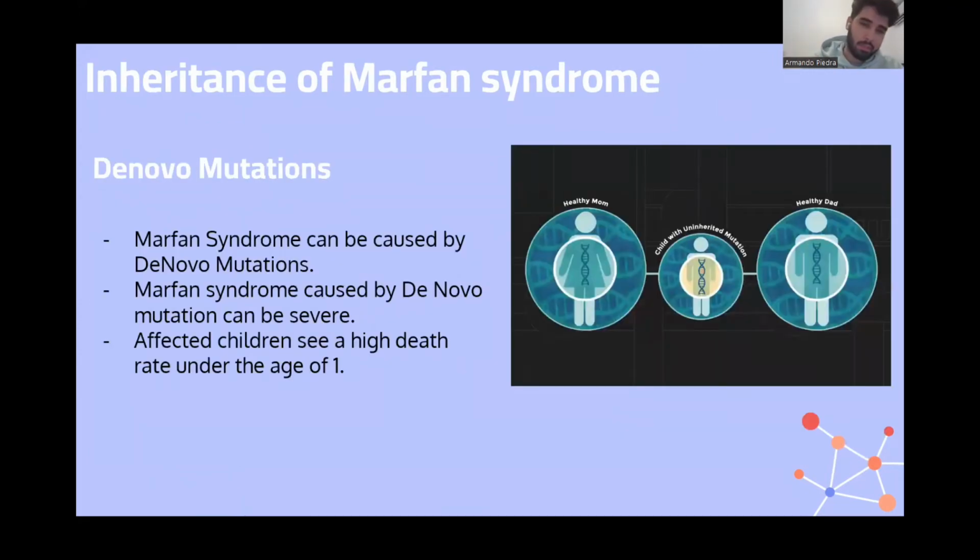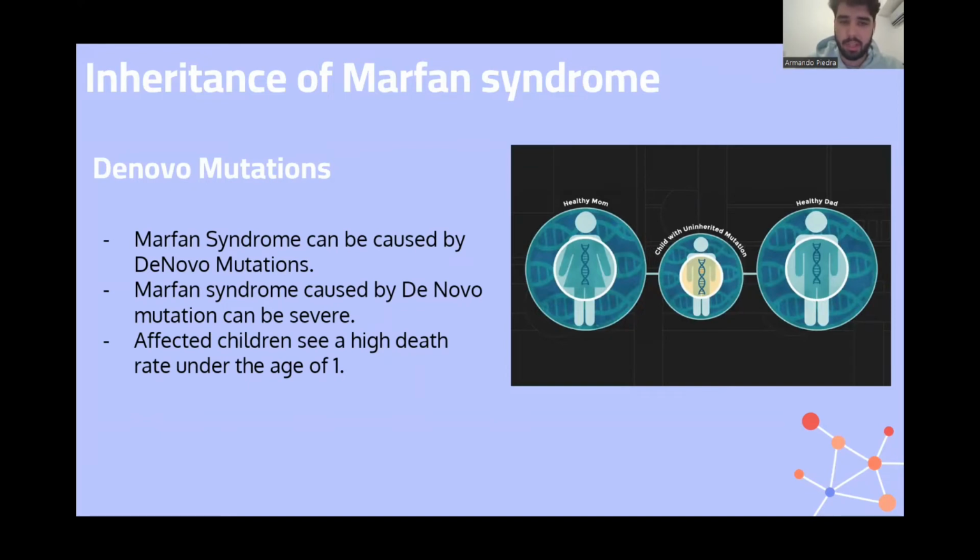All right, so here we see the second form of inheriting Marfan syndrome, which is not really an inheritance of Marfan syndrome. It can be caused by a de novo mutation, which is just a random occurrence of the disease out of nowhere in a family. This accounts for about the other 25% of cases of Marfan syndrome. We see a healthy dad and a healthy mom have a child with the mutation. This happens spontaneously, randomly, and in Marfan syndrome, it causes a very severe form of it.